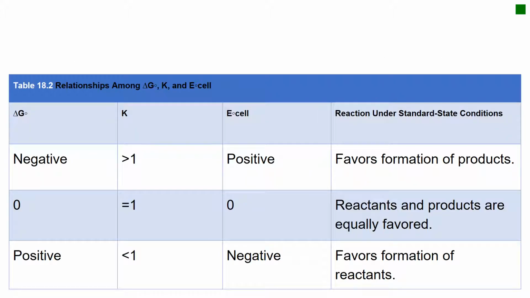And then here we have a table from 18.2, which shows the relationships among delta G, K, and the E cell. It shows you that when delta G is negative and K is greater than 1, then the E cell is positive and will favor formation of products. Whereas if delta G was 0 and K was equal to 1, then E cell would also be 0, and the reactants and the products are equally favored. But if delta G was positive and K was less than 1, then the E cell is negative and would favor the formation of the reactants.